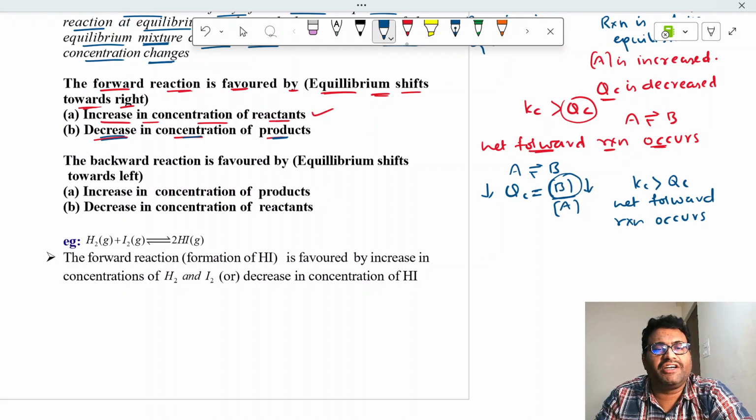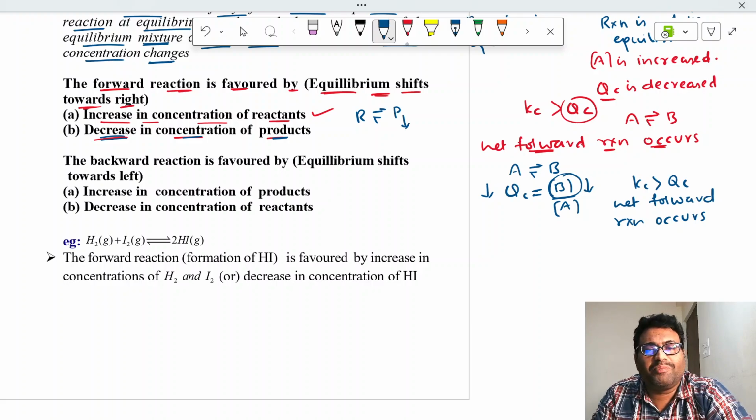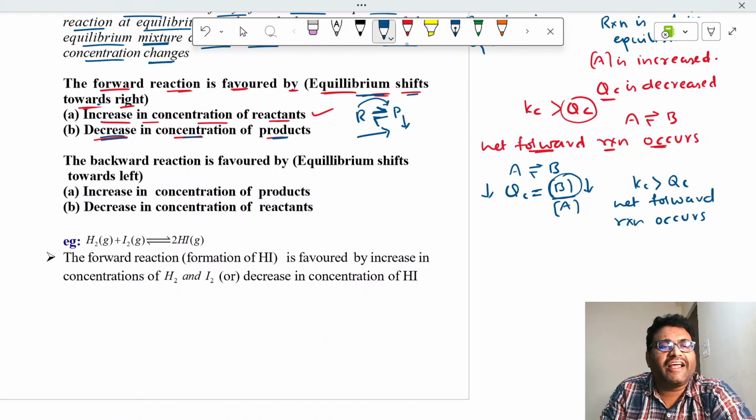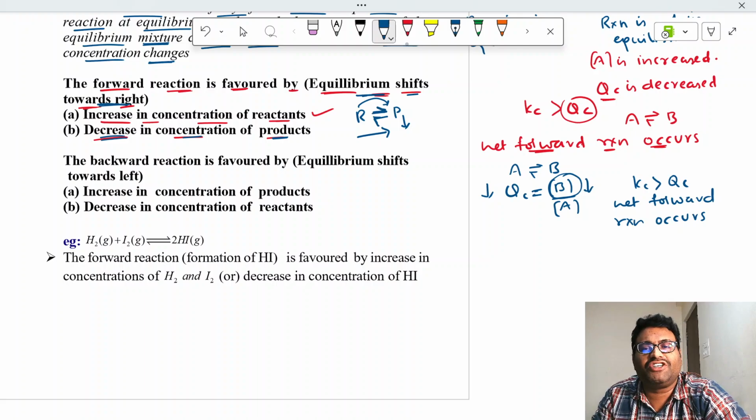Simply how to understand? Reactant gives rise to products. If product is decreased, that decrease in the product has to be replaced. If it has to be replaced, what happens? Reactant must convert into product. If reactant has to convert into product, net forward reaction occurs. If net forward reaction occurs, we say that equilibrium is shifting to right.